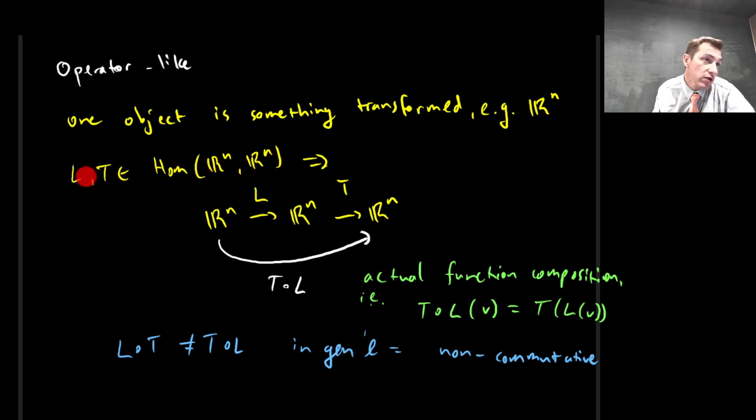So if we look at L and T as two different linear transformations, well, we can go Rn to Rn by L, Rn to Rn by T. So you put them together, we can compose them. And this composition is actual function composition. So here the ring multiplication is an actual composition of the functions. So if I actually evaluate this on a given v, it's going to be L on v and then T on L on v. And in general, L composed with T is not going to be the same as T composed with L. This is non-commutative. Some of the linear transformations will commute, but most will not.